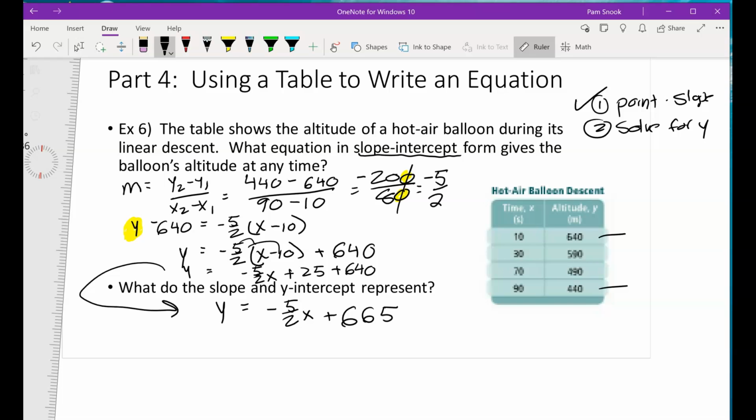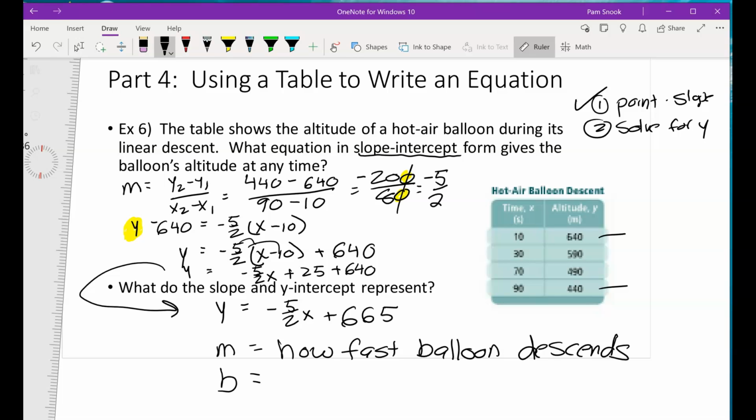And the question is, what do the slope and the y-intercept represent? Well, the slope tells you how fast your balloon is descending. It's how far down it goes for each unit of time. So it tells how fast the balloon descends. And the y-intercept, which is b, tells you how high the balloon was when x equals 0. So where the balloon started its descent.